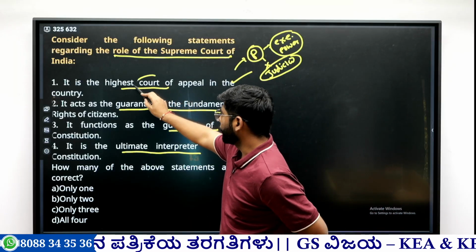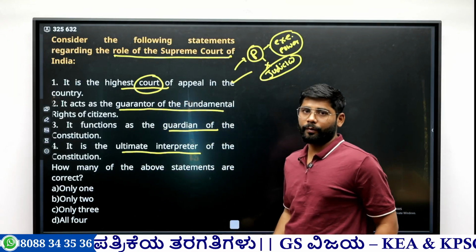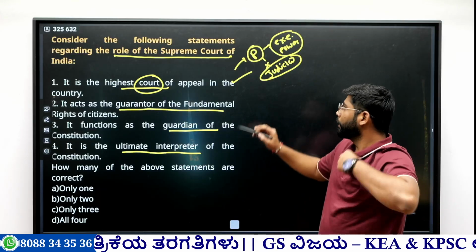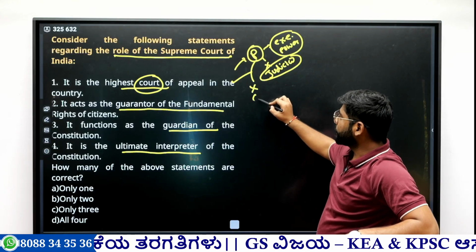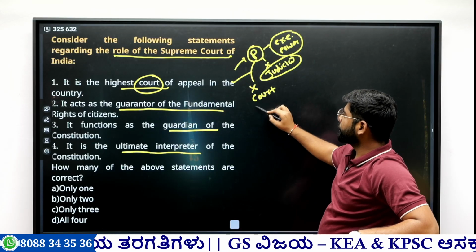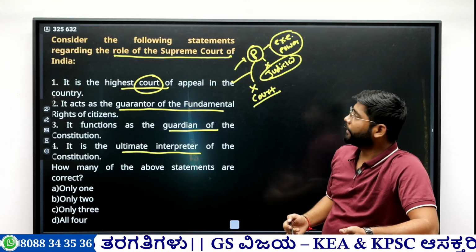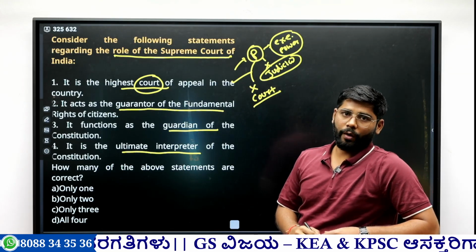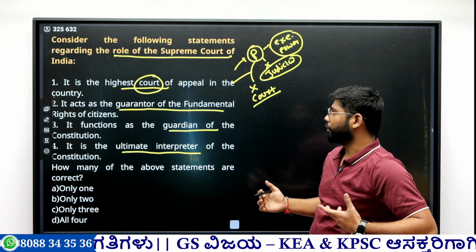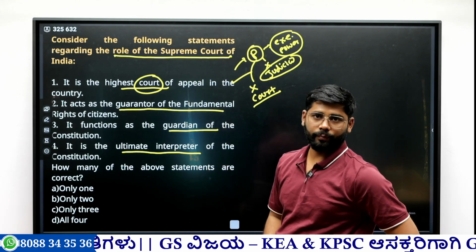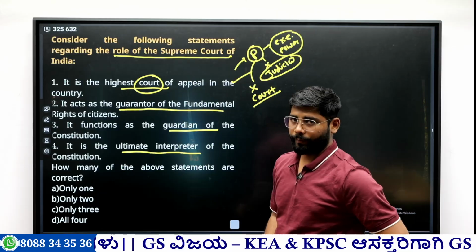Okay, it says that court. When you go to the president for pardoning, the president does not sit as a court. He will not sit as a court. He will be deciding based on his executive power. He will not hear it as a court. So when it comes to the court, it is the Supreme Court which is the highest court of appeal.